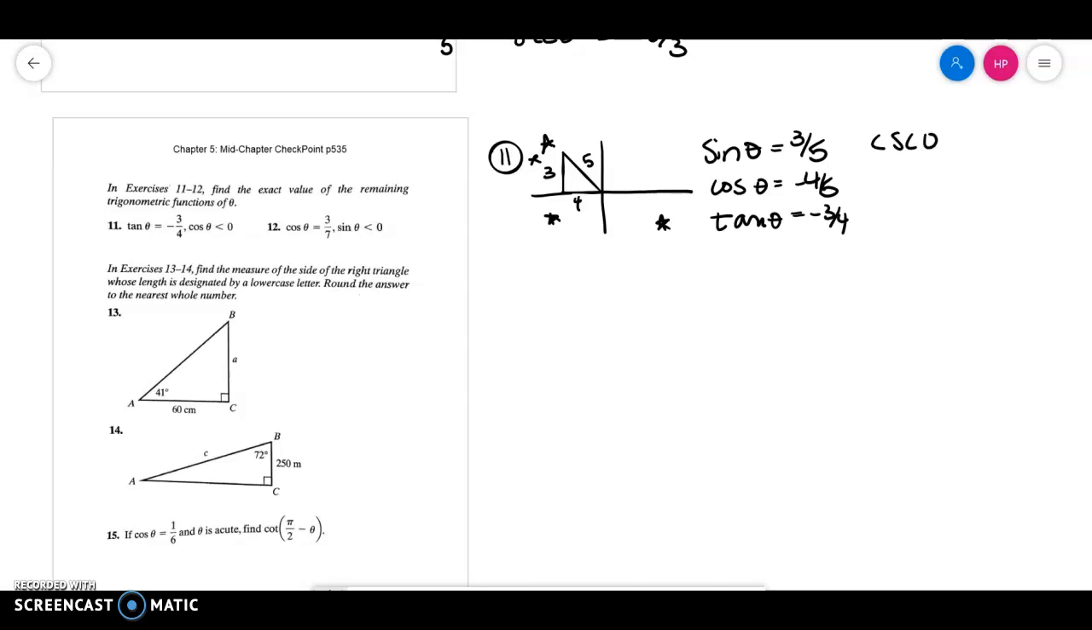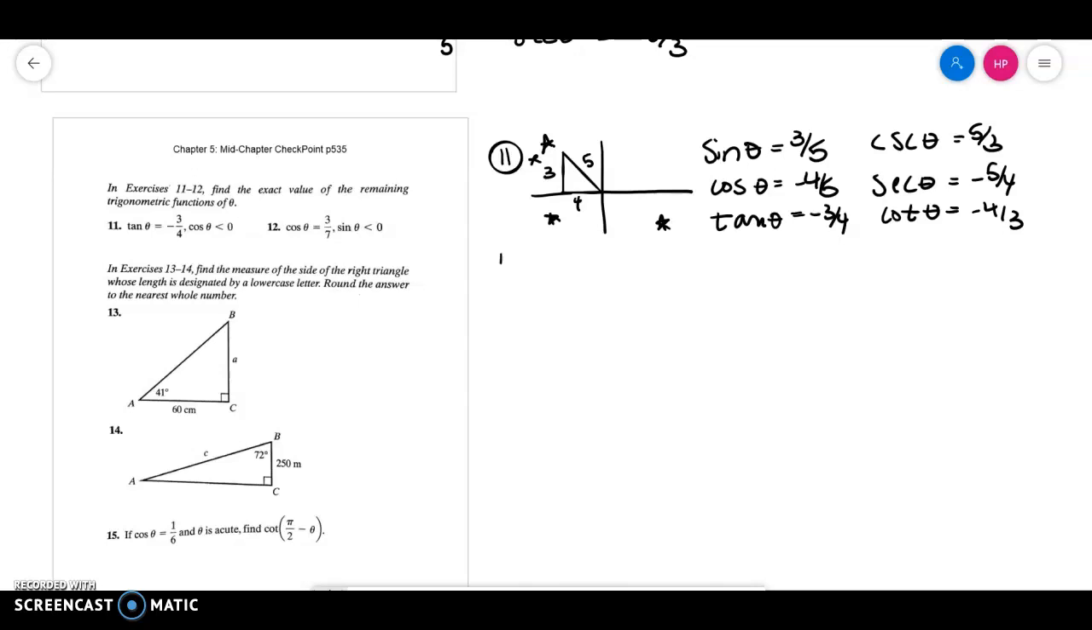And so, again, cosecant, just reciprocate. Secant, -5/4. And the cotangent of the angle would be -4/3 for number 11. So building that whole triangle to see what those parts are and just recognizing what quadrant this falls into.